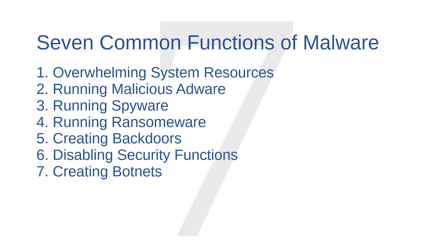Okay, in this video, we've covered 7 different functions of malware: overwhelming system resources, running malicious adware, running spyware, running ransomware, creating backdoors, disabling security functionality, and creating botnets. Now, this list is by no means complete. There are many other malicious possibilities, but these 7 should give you a pretty good idea of what you're up against.